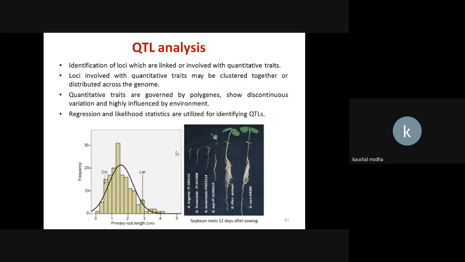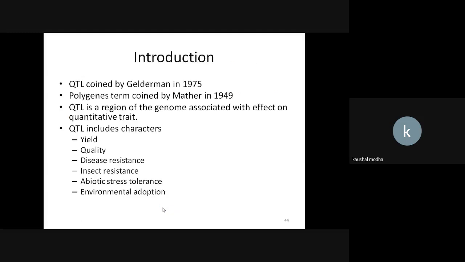So QTL analysis, let us just first recall the properties of quantitative traits. They show continuous variation. You see a bell-shaped curve when you analyze the whole population for a particular quantitative trait. They are highly influenced by the environment. So there might be any of such quantitative traits you are dealing with.